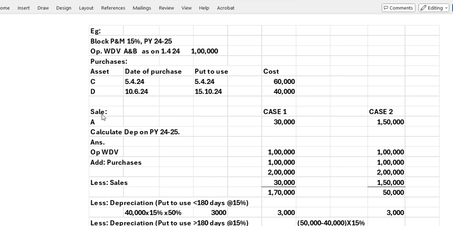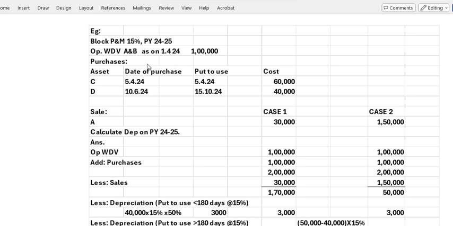Now, then you sold A. From A and B, you sold A. Case 1, 30,000. Second case, 1,50,000. We'll consider two cases. Now calculate the depreciation for 24-25. What is the depreciation of 24-25?